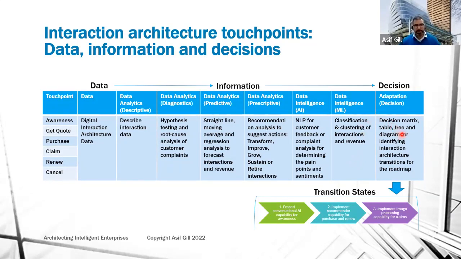And then finally, decisions come into play. Based on all that information, we can have decision models. We can have decision matrices, trees and so on for identifying the interaction architecture transitions for the roadmap. Based on this example, which I'm sharing with you, I identified 3 transition states based on all these analyses. I'm going to give you a quick rundown of that analysis and examples of some of those models, which I can represent, to put the concept into this data to decision kind of architecture approach.